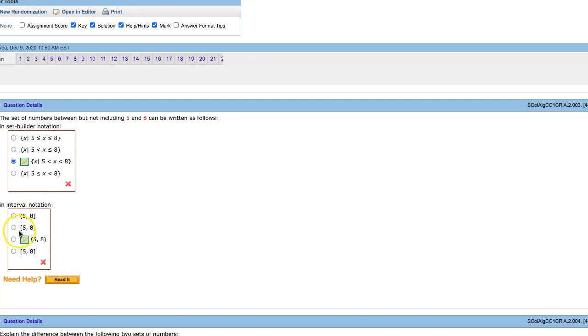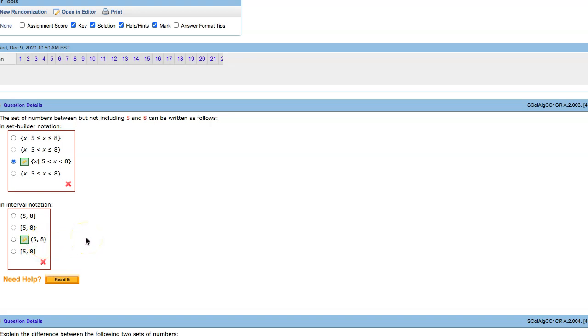Now here's the thing I want. Interval notation: x is an element of (5, 8) with parentheses. The parentheses mean that I don't include the endpoint. And in particular, parentheses plural means that I don't include either endpoint. So the parenthesis on the 5 means I don't include the 5. The parenthesis on the 8 means I don't include the 8.